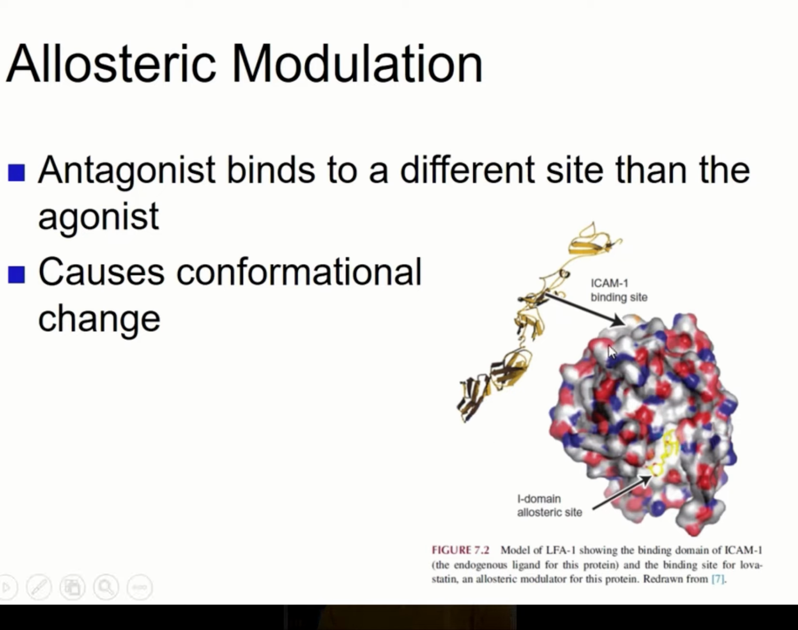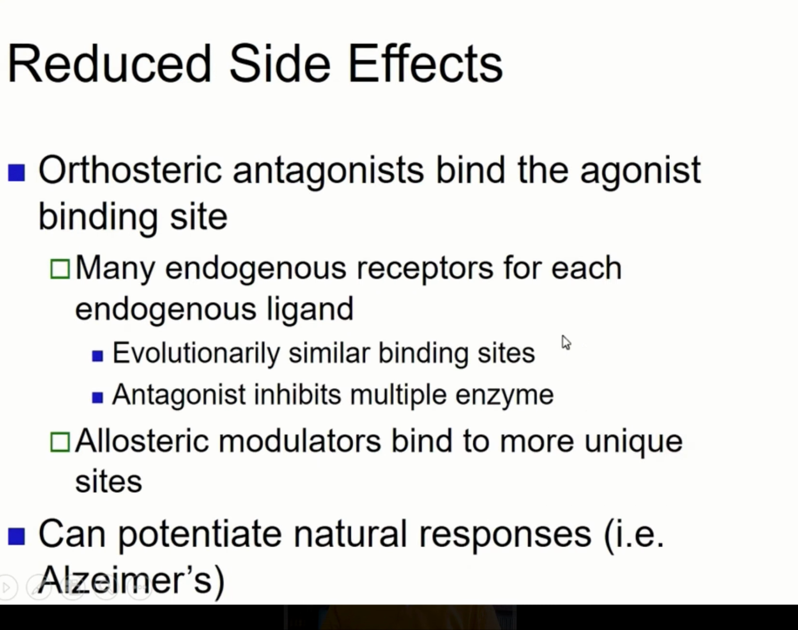So in this figure, we see a protein, and we have two binding sites. The agonist binding site, the ICAM1 binding site, is up at the top of the protein, but the allosteric site is down below. And so if we add an allosteric modulator here, it's going to bind at the bottom of the protein, cause a large conformational change in the protein, which is going to change the shape of the pocket up at the top of the protein and change the binding of the agonist.